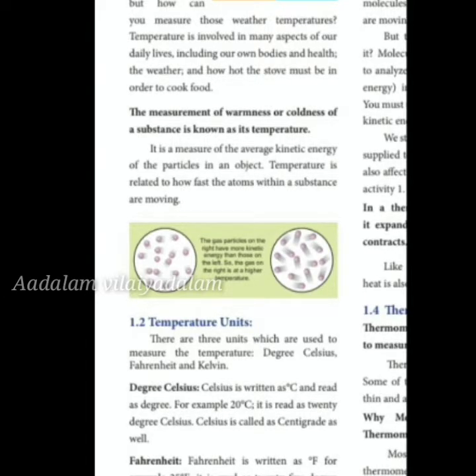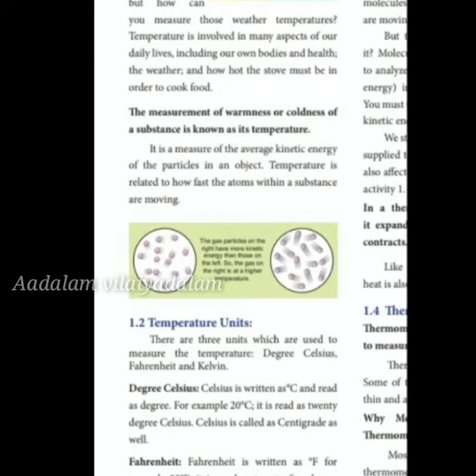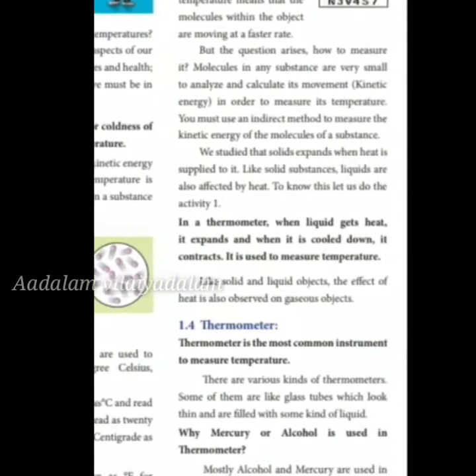Fahrenheit is written as degree F. For example, 25 degree F is read as 25 degree Fahrenheit. Kelvin is written as K. For example, 100 K is read as 100 Kelvin. The SI unit of temperature is Kelvin. The main unit of temperature is measured as Kelvin. Okay? Now, measuring temperature.